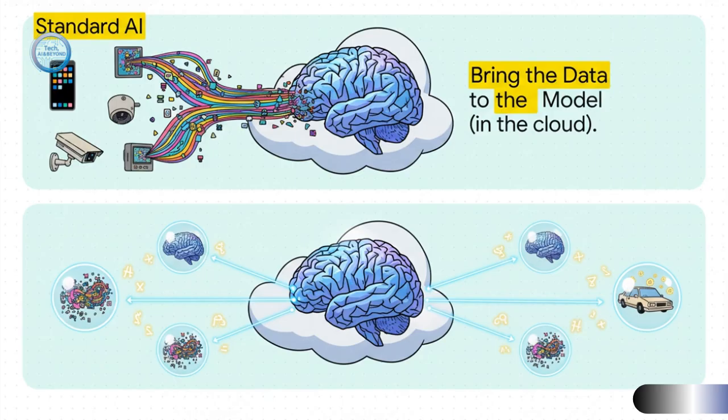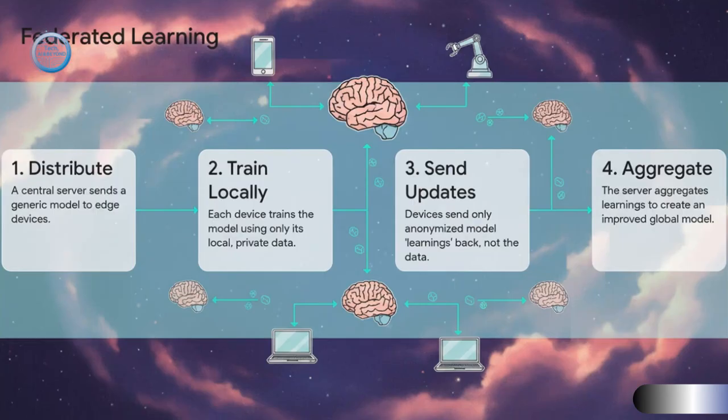So how does this actually work? Well, first, a central server starts with a generic, untrained model, and it sends a copy out to thousands, maybe millions of edge devices, like our smartphones. Second, each phone individually trains its local copy of the model using only the data on that specific device, like, for example, your personal typing history.